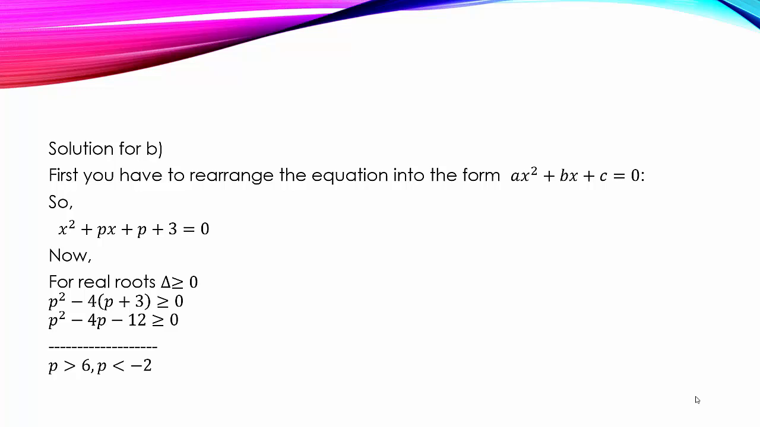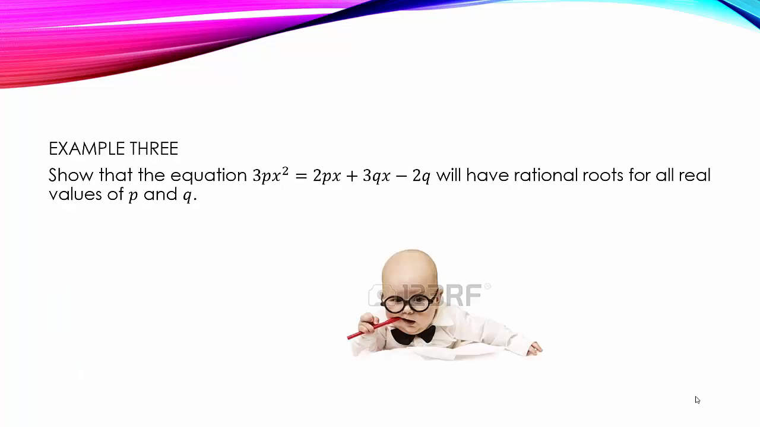Okay, here's a different kind of example. This is one in which I've asked you to show something. Show that the equation 3px squared equals 2px plus 3qx minus 2q will have rational roots for all real values of p and q. So there's two things you will notice here. The first thing is that it says show, which means you have to write some words. The second, that once again, this equation is not quite in the form that you would want. Again, I'm going to give you 40 seconds from now.